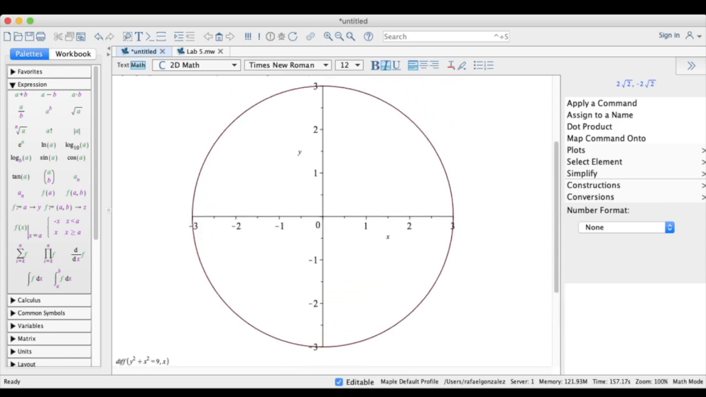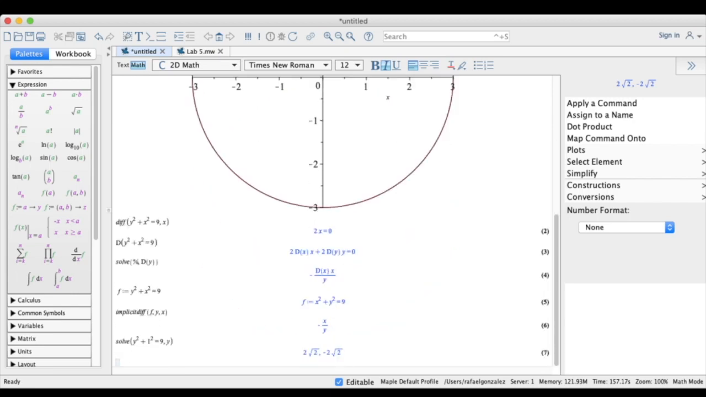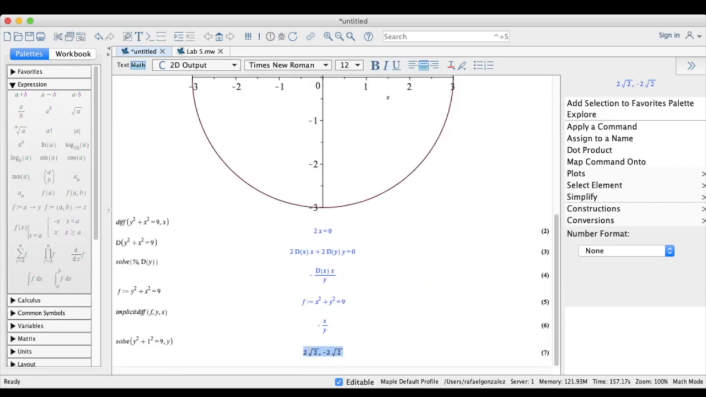And that makes sense, because if we notice here, this point is in the first quadrant, which means that it's a positive number for y. And this point right here is in the fourth quadrant, which means that it's a negative number for y, which basically means that our numbers are in fact correct.